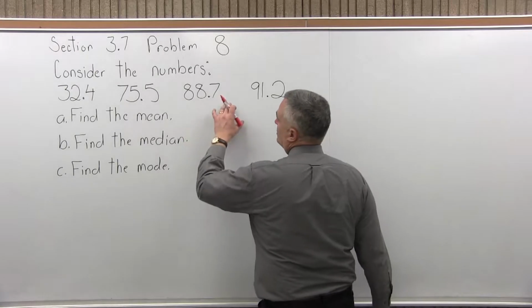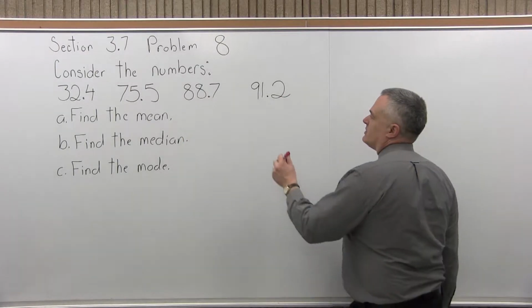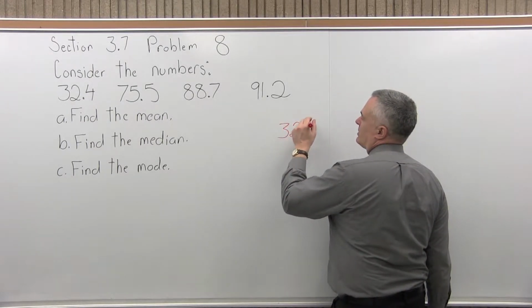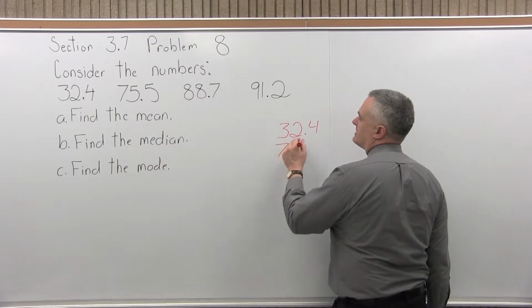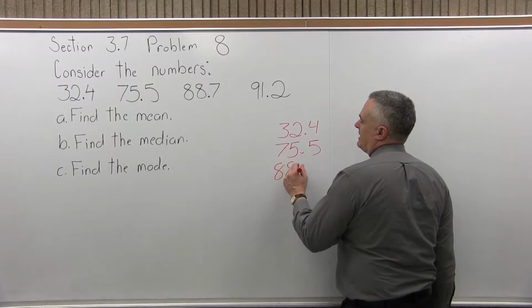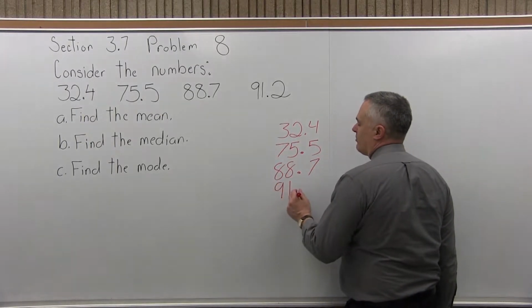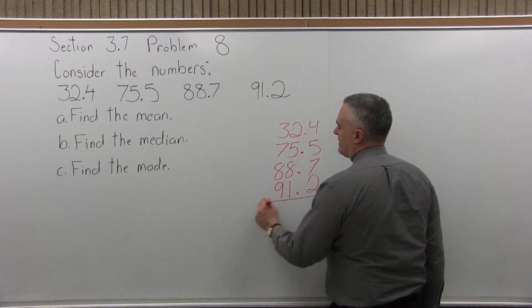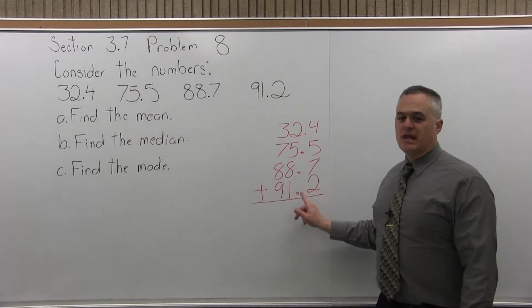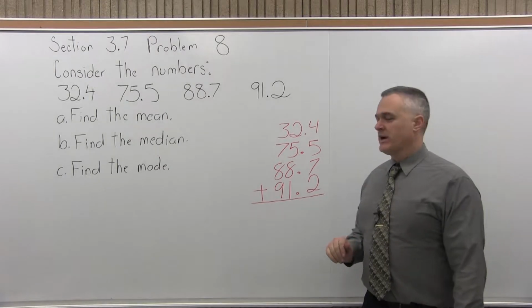If you can use a calculator, especially when you have decimals, it's easiest to use a calculator. But if your teacher won't let you use your calculator, add them up. 32.4 plus 75.5 plus 88.7 plus 91.2. When you add numbers with decimals by hand, you want to make sure that your decimals line up vertically, and these do. They all have one spot to the right of the decimal point.